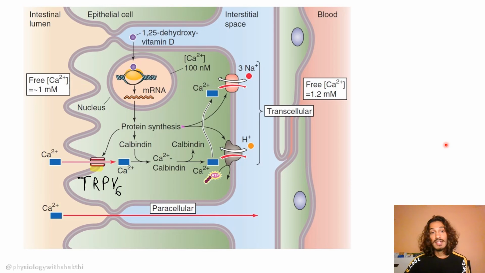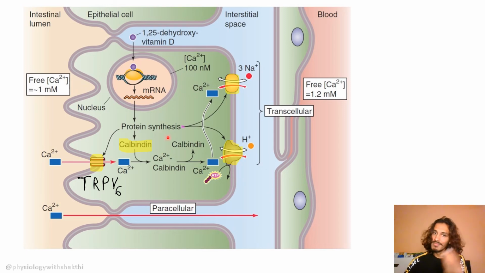Now after coming in, the calcium binds with calbindin, and for it to go out, there are two mechanisms. One mechanism is an exchanger: sodium comes in and your calcium goes out. So this is one mechanism by which calcium can go out. Another is by the use of ATP, where H plus can come in and calcium can go out. Here ATP is not required for the exchanger because your sodium potassium ATPase has already made sure that sodium is lower inside.